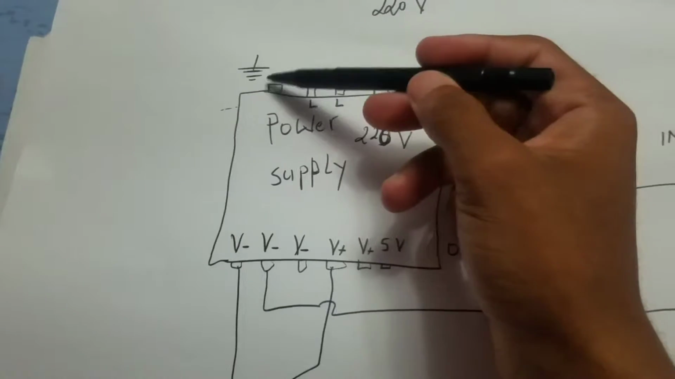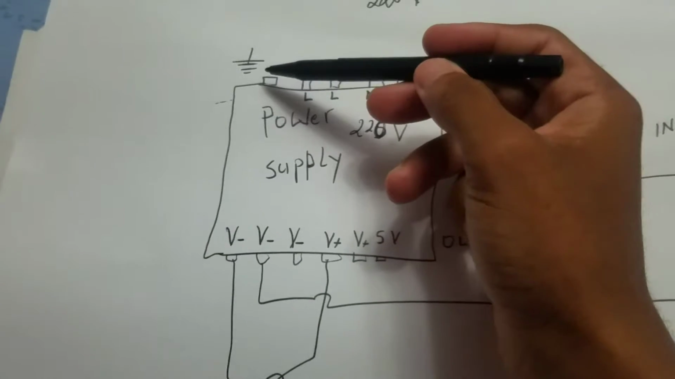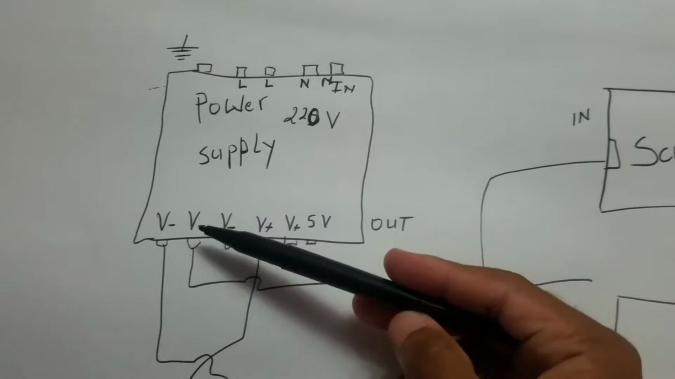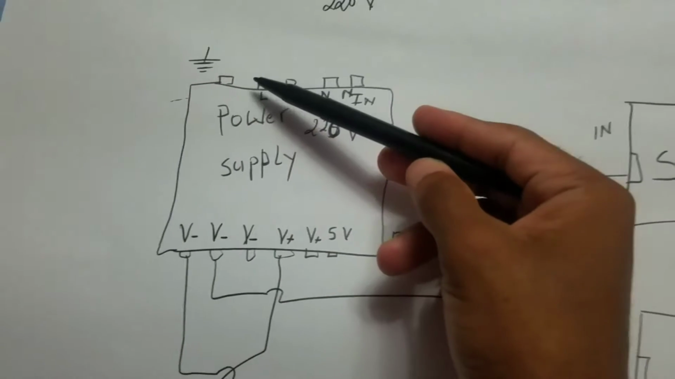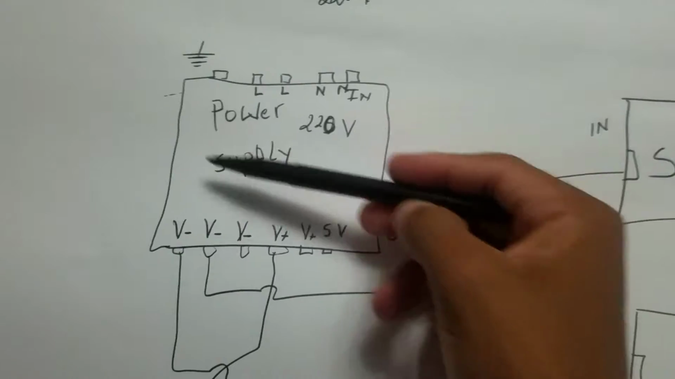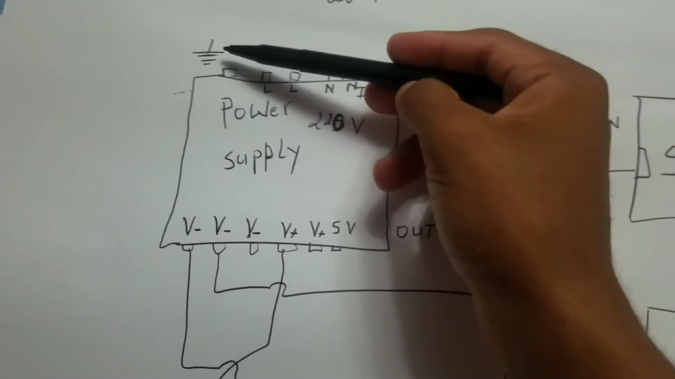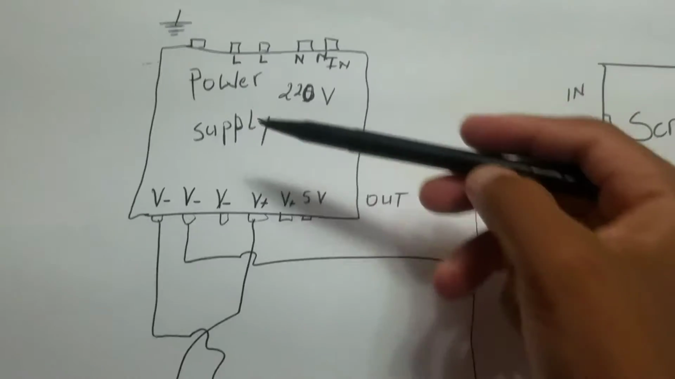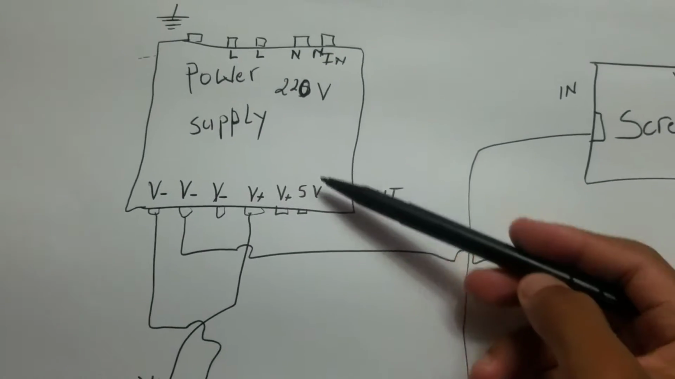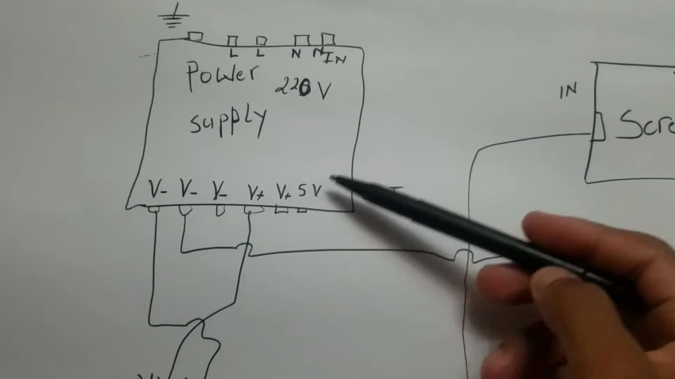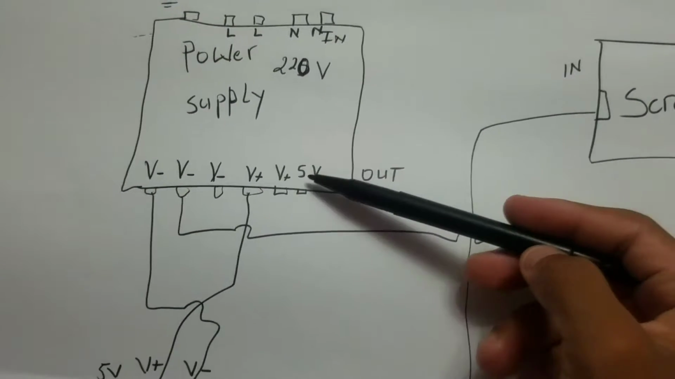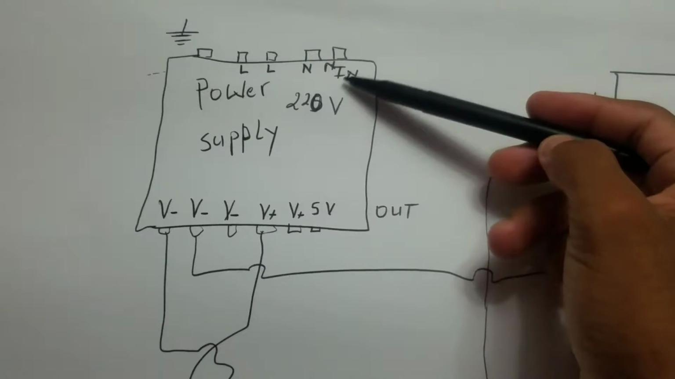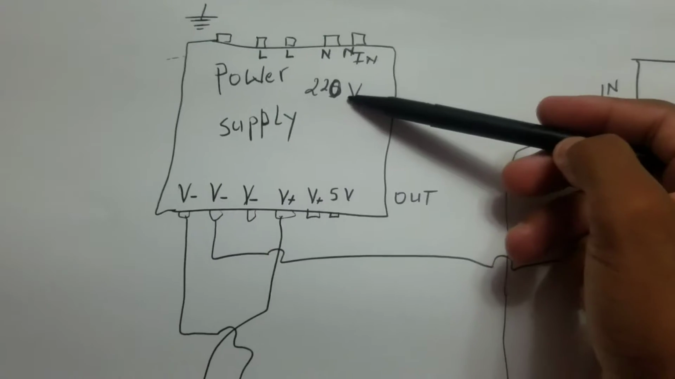Why the ground? The ground is for short circuit. It is to avoid some mistake between this terminal and this terminal, or this terminal and this terminal. It is to protect this circuit. That is the main function of this terminal. And then from here, this terminal is the output. Our output is 5 volt, so we need to use 5 volt. The input is 220 volt.